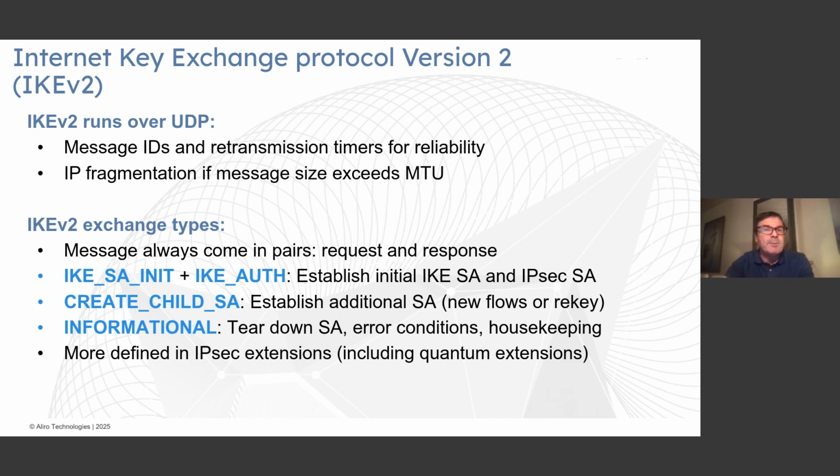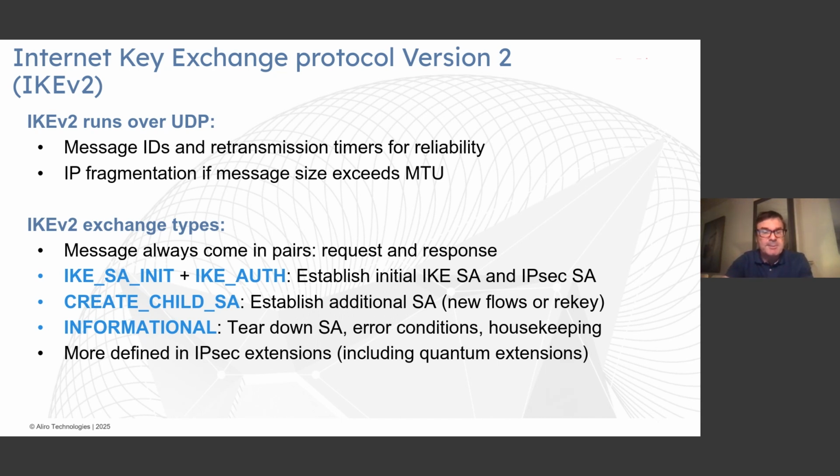Also, because IP fragmentation causes practical problems related to NAT, for example, IKEv2 implements its own fragmentation mechanism to deal with messages that are larger than the path MTU, and this will turn out to be important later on. IKEv2 messages always come in pairs that are called exchanges, which consist of a request that is sent by the initiator and a response that is sent by the responder.